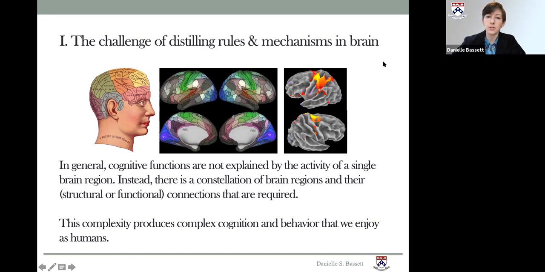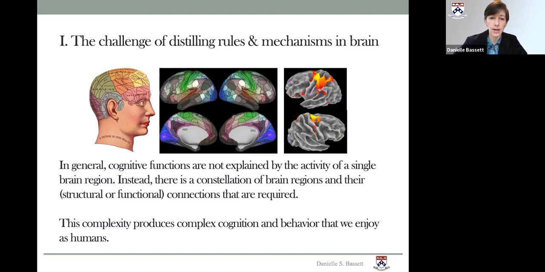And I think efforts to distill those rules and mechanisms have a long history. In fact, we can go back to the age of phrenology, where people believed that the shape of the skull could tell you something about human cognitive processes. So there were particular areas whose shape was thought to be related to ideality, for example, causality, human nature, benevolence, veneration, firmness, some very laudable goals, but quite abstract concepts.